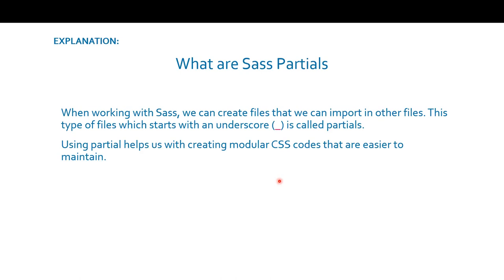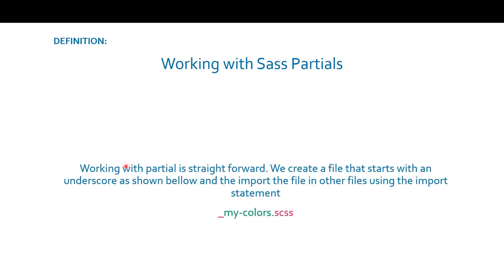Let's just conclude this slide and then I'll show you practically how these things work. The thing you need to know is that we use Sass partials to split our code into separate chunks in different files, and later on we import all those files in the main file. Our partial starts with this underscore. Working with a Sass partial is straightforward. We create a file that starts with an underscore as shown below, and then import the file in other files using the import statement.